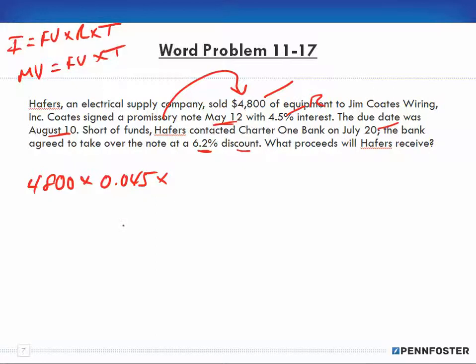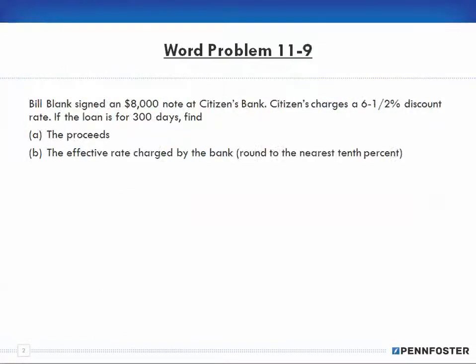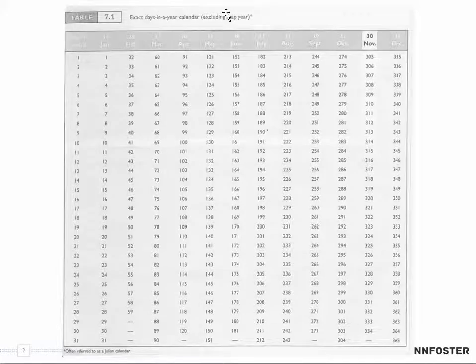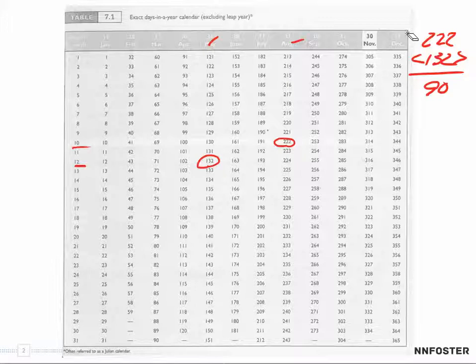Right, so May, June, July, August. So let's jump up to our calendar. Here we are, and we're looking at May 12th. Here's May. There's the 12th, so that's 132. And that's due August 10th. So that's 222. So 222 less 132 is 90. Okay, so that's 90 days.